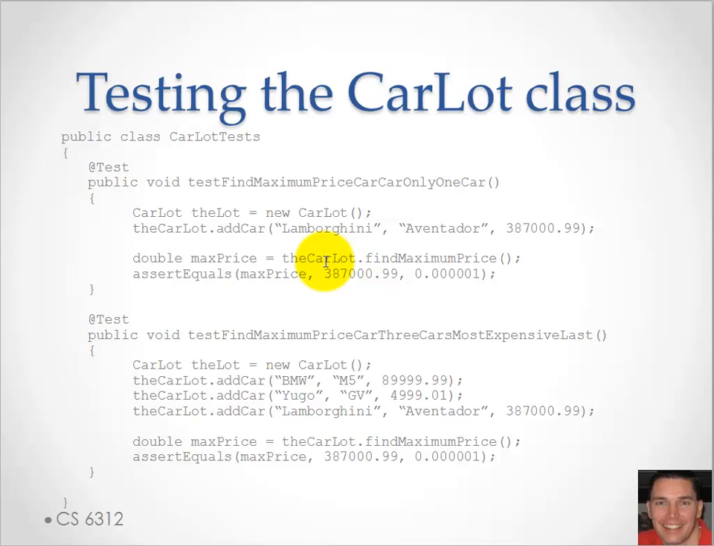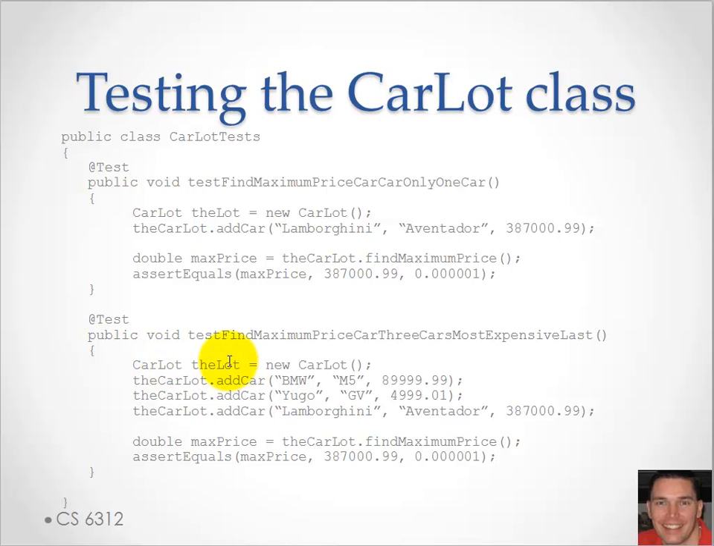So this is one test case where I'm testing for a single car and making sure that if I just have one car in my list, it's going to return the correct maximum price. Then I've got another method here. This is another test case. So I've got test find maximum price car, 3 cars, the most expensive last. Notice here that my method name is very, very meaningful. So just when I look at that, it gives me a good indication of what my test case is testing.